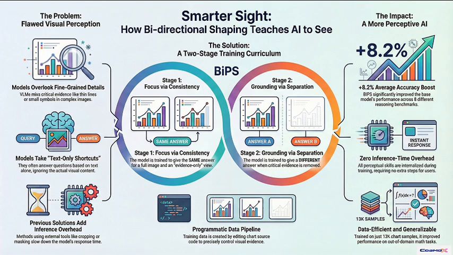So the really interesting part here is how it works. BiPS isn't a tool you use later, it's a training signal. It is. It works by training the model on two complementary views of the same image. It sets up this kind of push-pull dynamic for learning. Okay, so what's the first view?